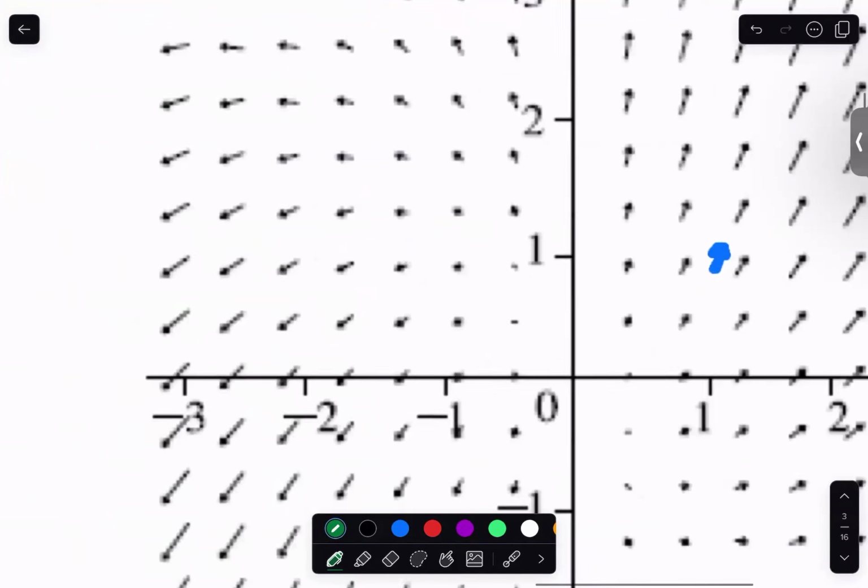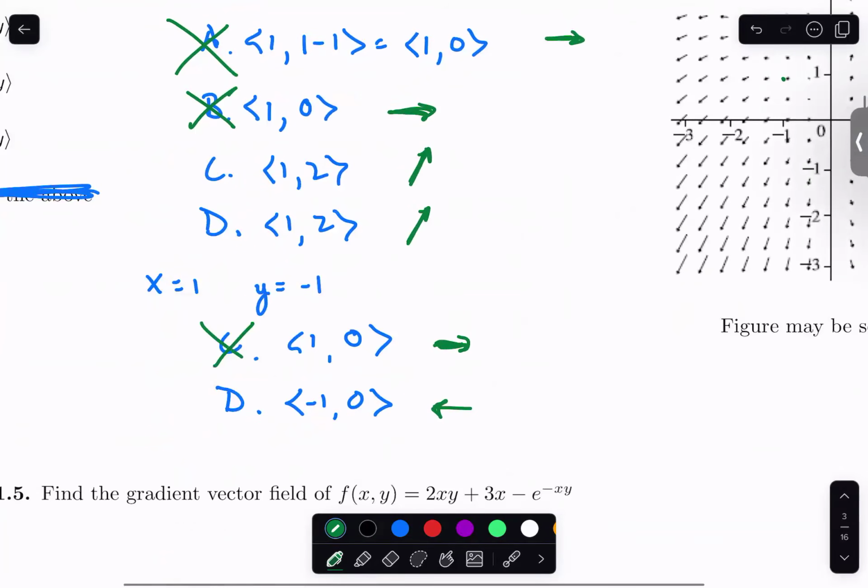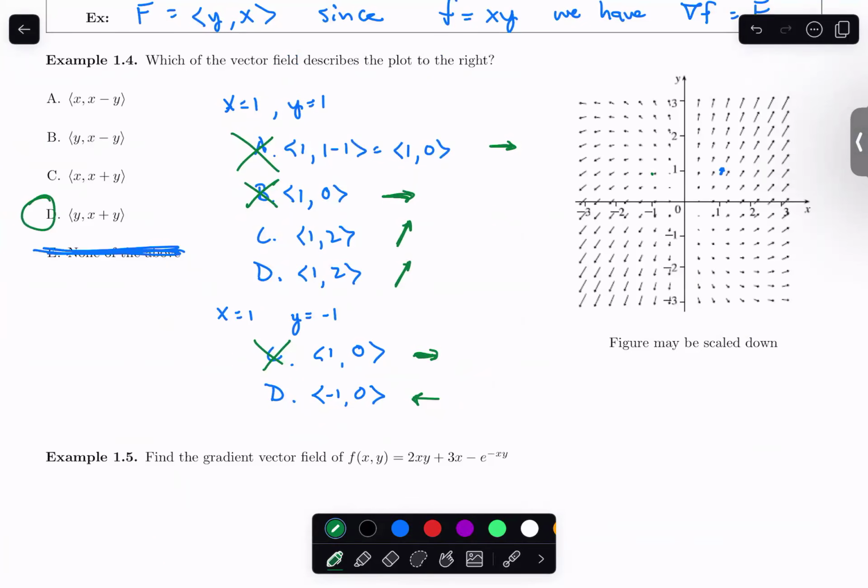So now I go over here, and again, I look at -1, 1 up here. And yeah, all of these seem to be pointing to the left, right? So it's not the best picture ever, but all of them seem to be pointing to the left. And therefore, I'm going to go ahead and eliminate C. So therefore, the correct answer is going to be D.